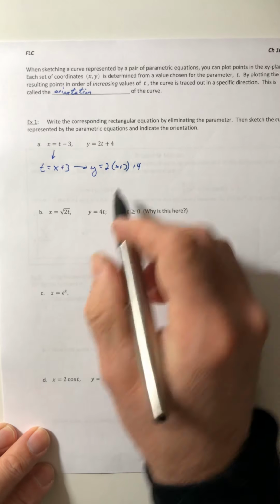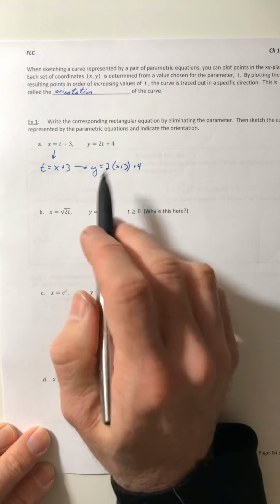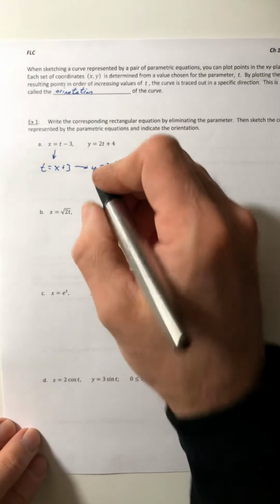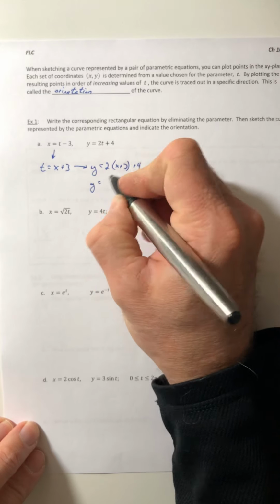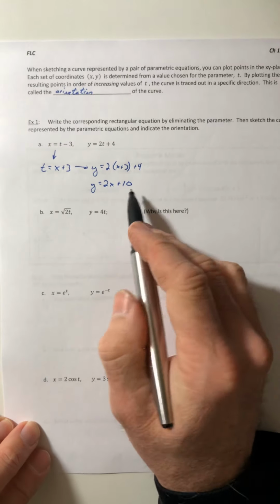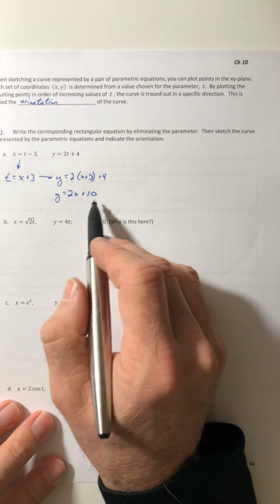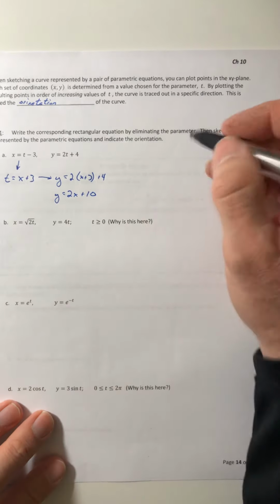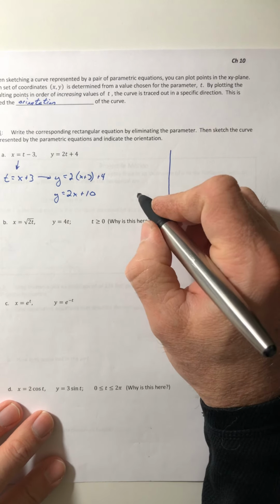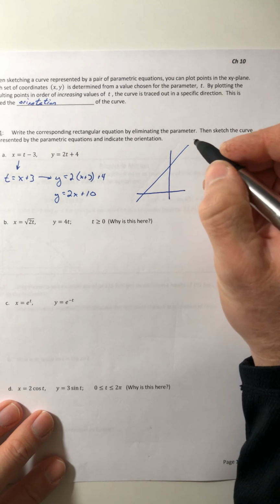And that's how you eliminate the parameter. You're trying to get rid of this t and get everything in terms of just y and x together in one equation. So let's go ahead and distribute the 2 and combine like terms. So y is equal to 2x plus 10. So this we can graph. We know what this is. That's just going to be a line with a slope of 2 and a y-intercept at 10. So just like that.